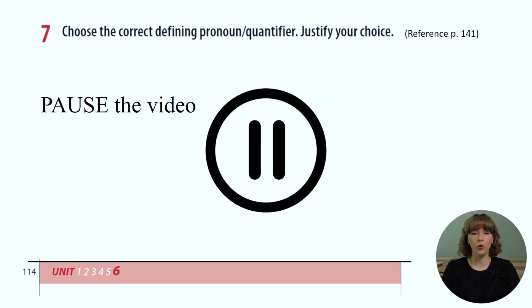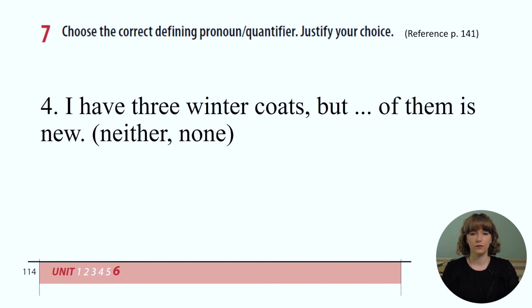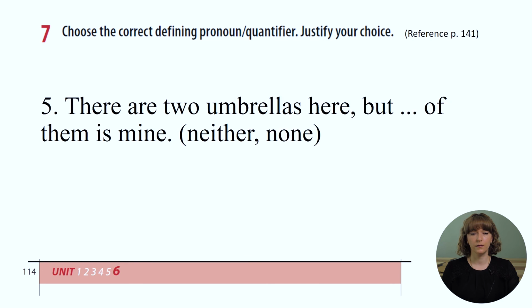Now, I would recommend you pause the video and try to perform the exercise on your own. Hello again. I hope you've managed to choose the correct pronouns, which should be in the gap. Let's check the exercise together. The right pronoun is none, because it refers to not any of 4 trees, more than just 2. Again, it is none. Here the pronoun neither is the correct one, because we have 2 options, 2 umbrellas.